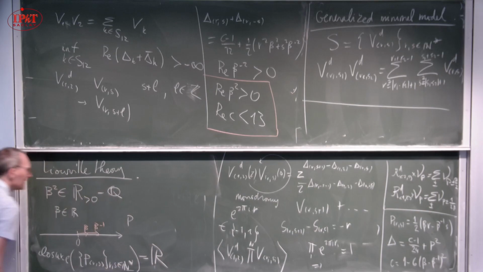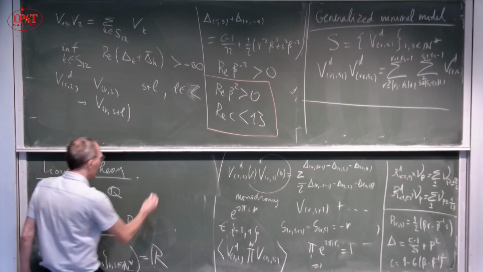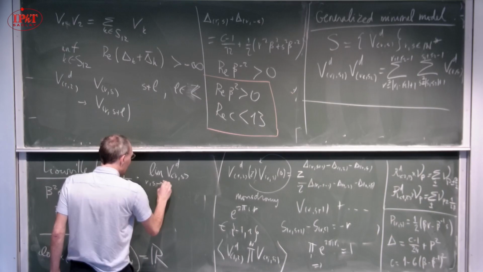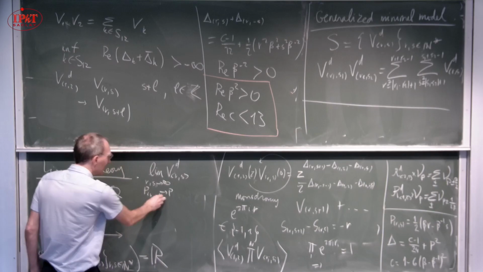So I want to use this to construct diagonal fields here by taking limits of my degenerate fields and sending R S to infinity such that P R S go to some P here, which can be any real number.